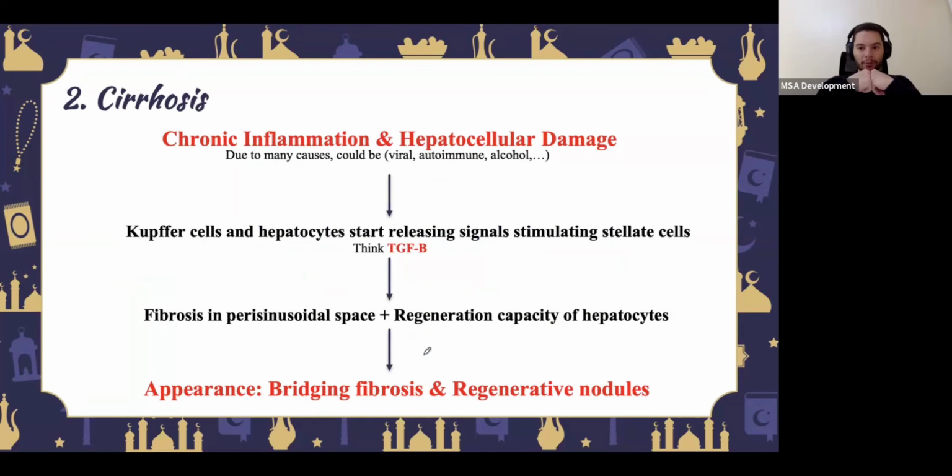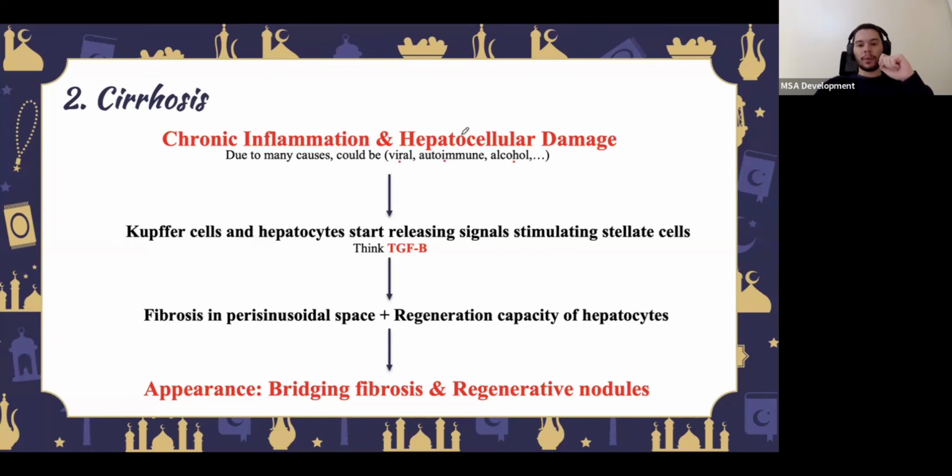Now let's move on to actual pathology, starting with liver cirrhosis. So liver cirrhosis is a condition that develops as a result of chronic inflammation and hepatocellular damage. Right? And there are many causes that, inshallah, we're going to get through all of them by the end of this session. It could be viral, autoimmune, alcohol. The main point is that there is very chronic inflammation, and this would lead to hepatocellular damage.